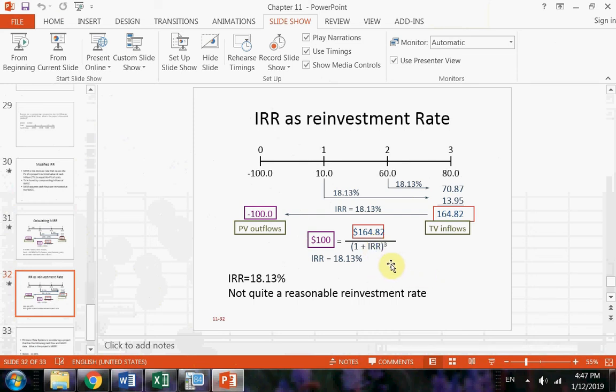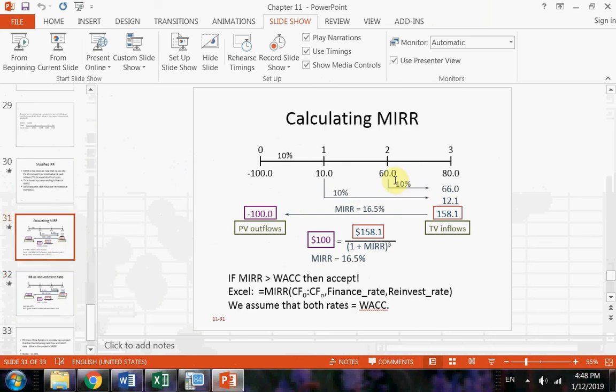So that's the basic framework of IRR. As I said, this is unreasonable. When you have 18.13% for reinvestment rate, that's not quite possible. That's why we need to modify this IRR. So the more reasonable reinvestment rate would be 10%. It would just be the same as your cost of capital.